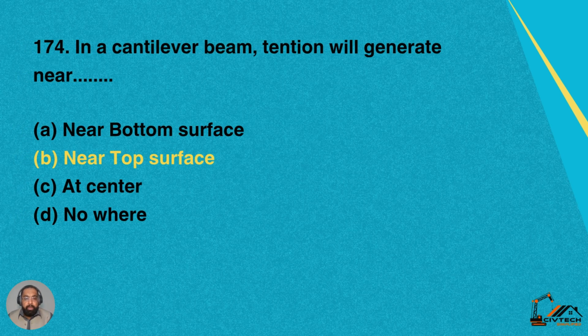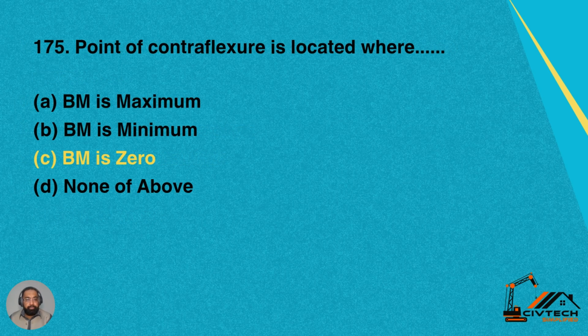Question 174. In a cantilever beam, tension will generate near option A, near bottom surface; option B, near top surface; option C, at center; option D, nowhere. In a cantilever beam, tension will generate near the top surface. B is the correct option for this question.